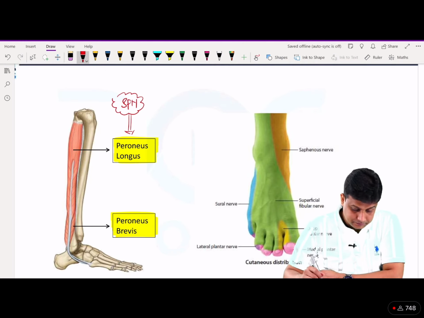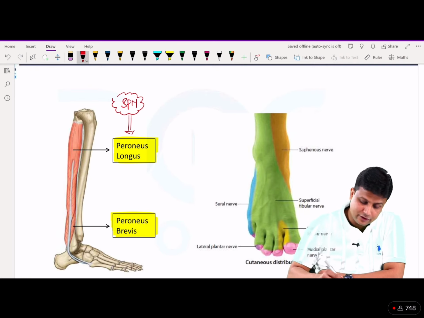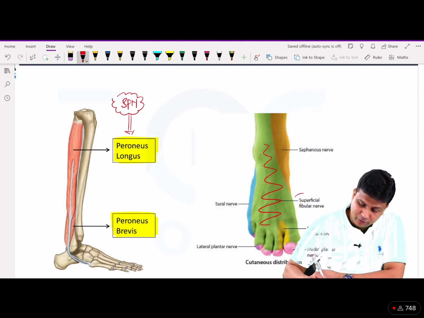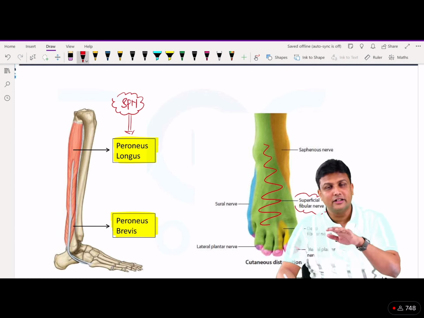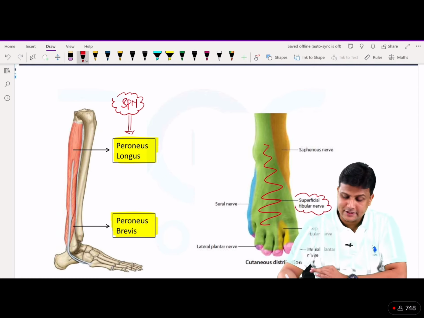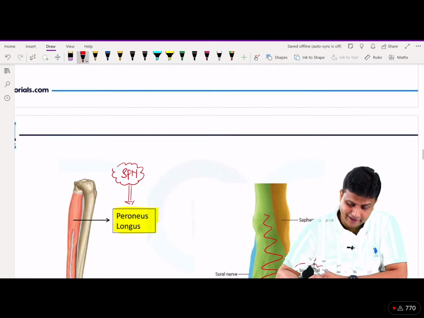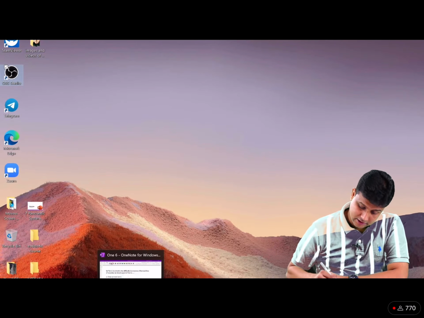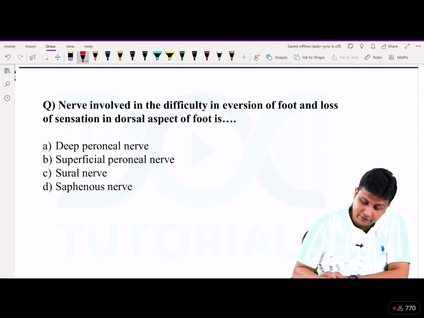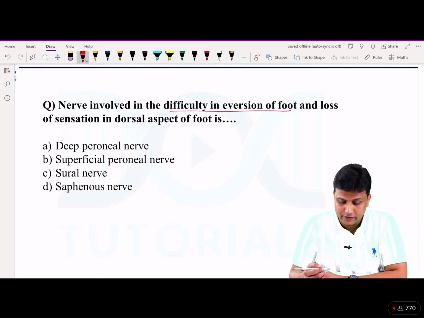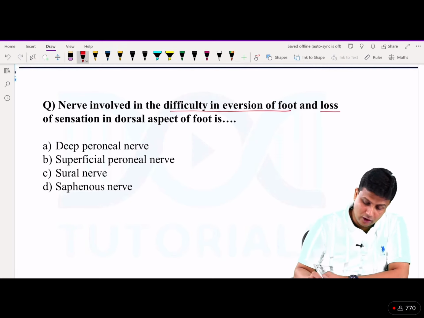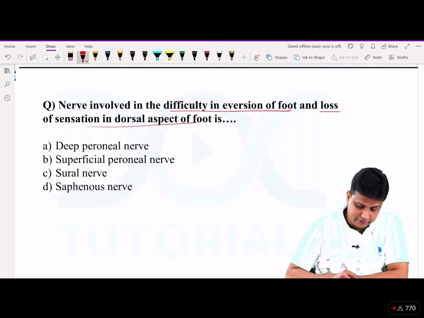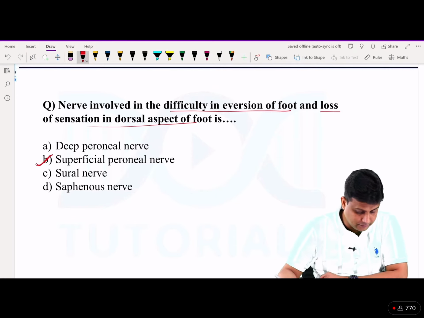And then apart from that, in the other diagram that I have shown you here, all this which is highlighted in the green color, this skin here, it is supplied by superficial peroneal nerve. That is nothing but the dorsum of the foot. So the dorsum of the foot is supplied by superficial peroneal nerve. And exactly the same thing is given in this question here, guys. Nerve involved in difficulty in eversion of the foot. The person is not able to do eversion of the foot, sir, and there is a loss of sensation in the dorsal aspect of the foot. So what is the nerve involved? It is the superficial peroneal nerve which is involved here, guys.